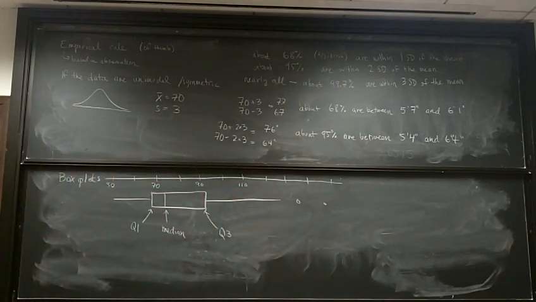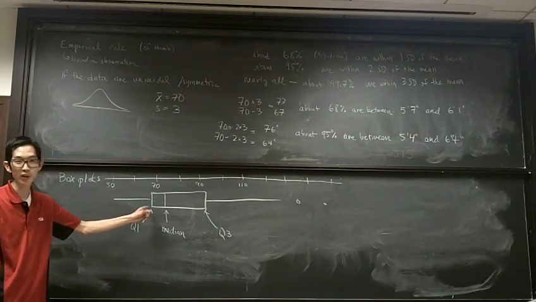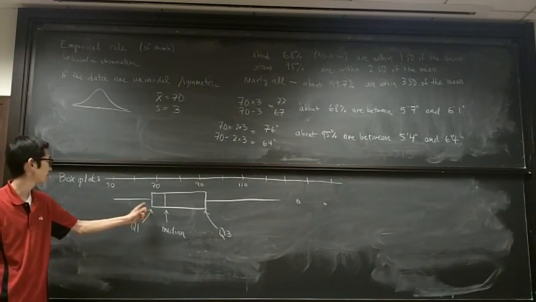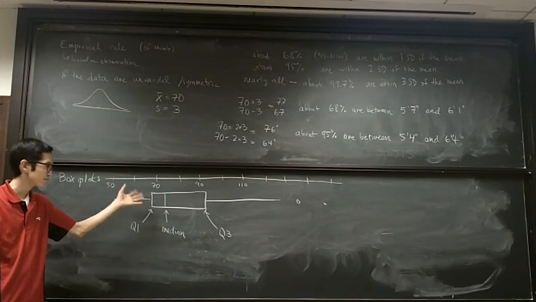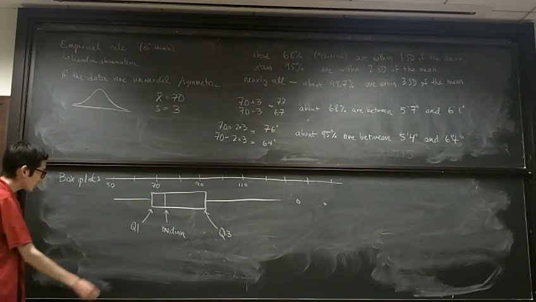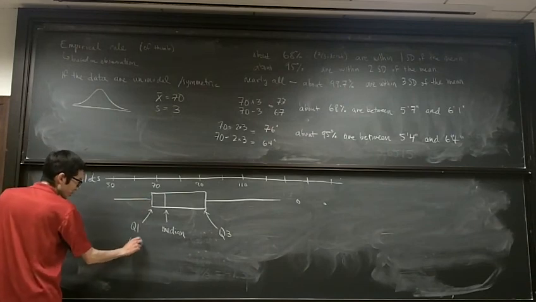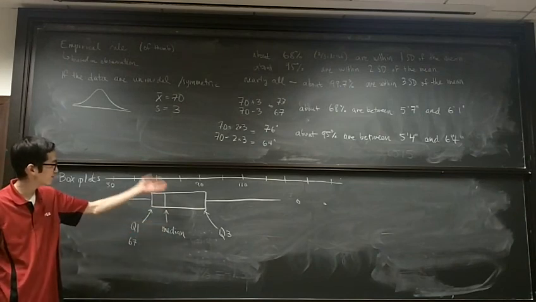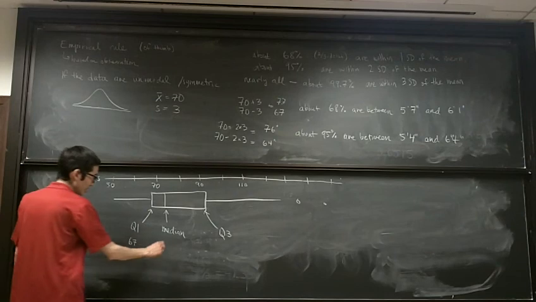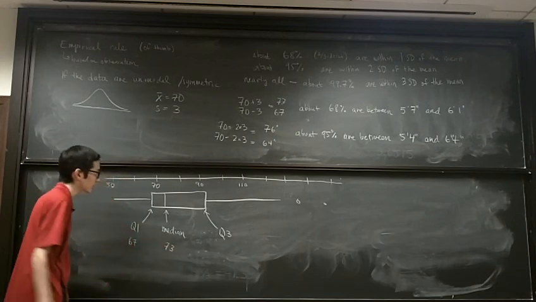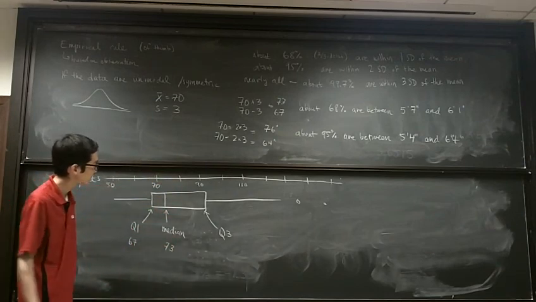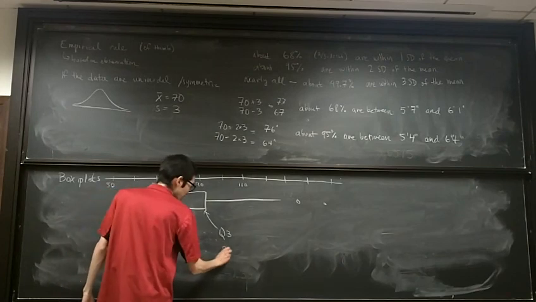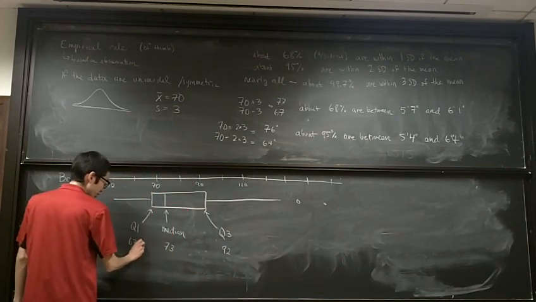Okay. So based on this box plot, what is approximately the value of Q1? I'd say 67-ish, okay? Something around there. What is the approximate value of the median? 73, 72, whatever, okay? Q3? 92, something. Okay, these are all approximate numbers, okay?